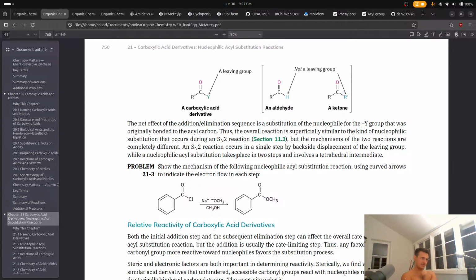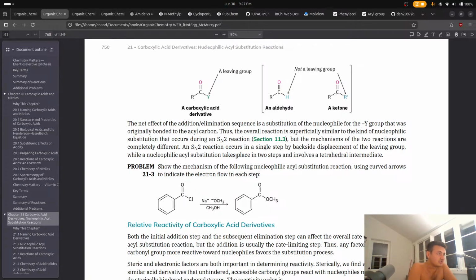An SN2 reaction occurs in a single step by backside displacement of the leaving group, while a nucleophilic acyl substitution takes place in two steps and involves a tetrahedral intermediate. Yeah, in SN2 there's never a tetrahedral intermediate. There's actually a planar intermediate... well, yeah.